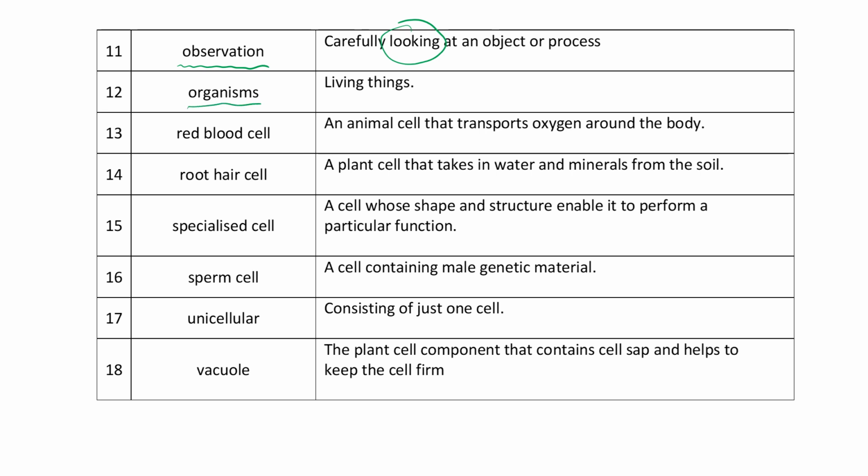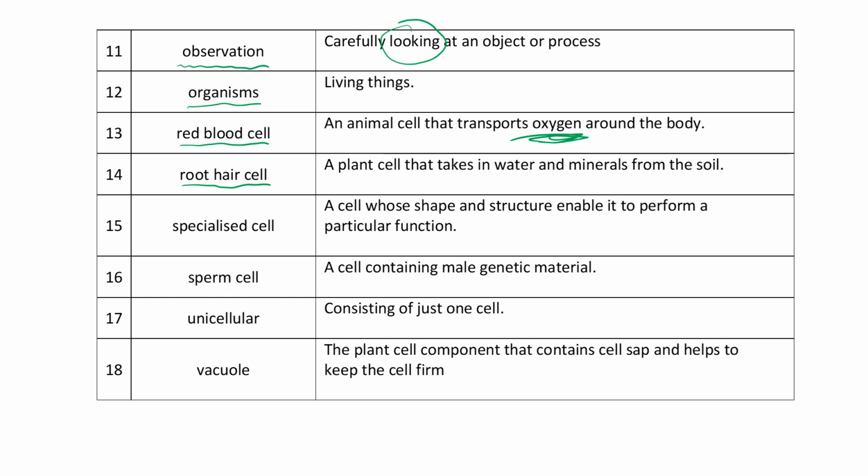An animal cell that transports oxygen. There's only one cell in the body that transports oxygen, and that's a red blood cell. A plant cell that takes in water and minerals from the soil. They are root hair cells. And interestingly, they don't have chloroplasts because they're underneath the ground.